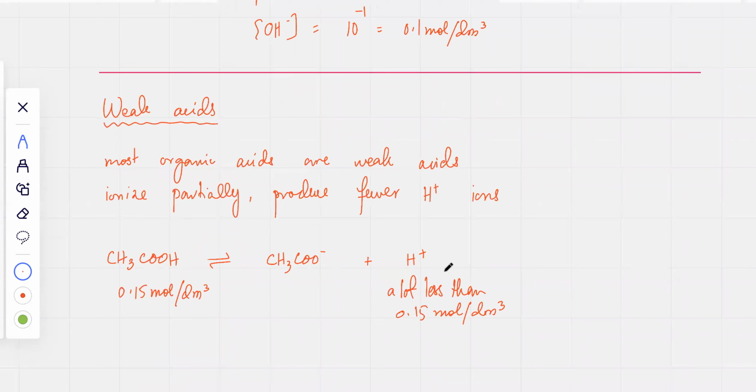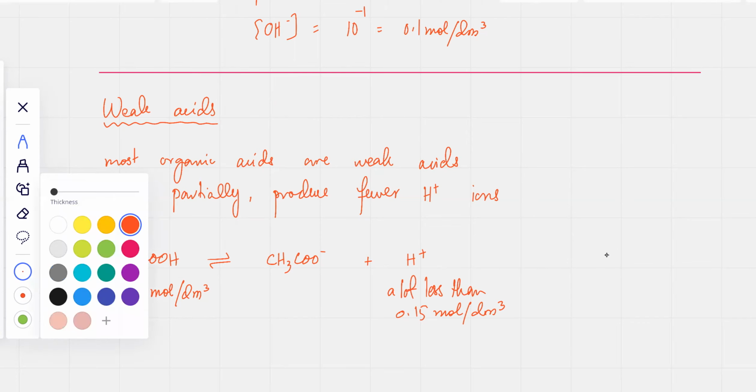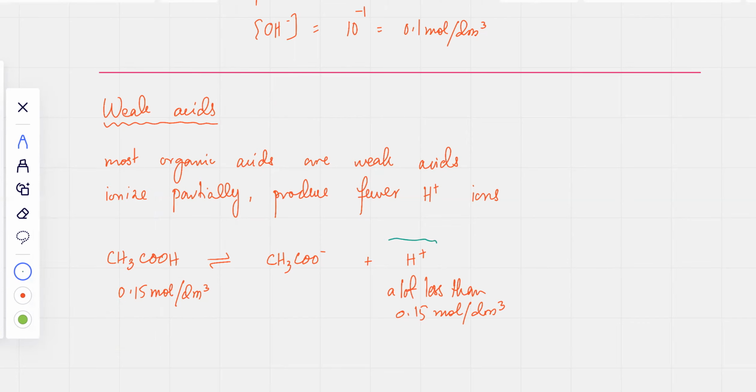So now we have an issue. If you don't know what's the concentration of H plus ions, we wouldn't be able to calculate pH. But it's an equilibrium reaction. So whenever you have any equilibrium reactions, there's going to be a ratio. There's going to be a certain quantity of products that would be formed, and there's going to be a certain quantity of reactants that you'll have. So that is known as Kc.